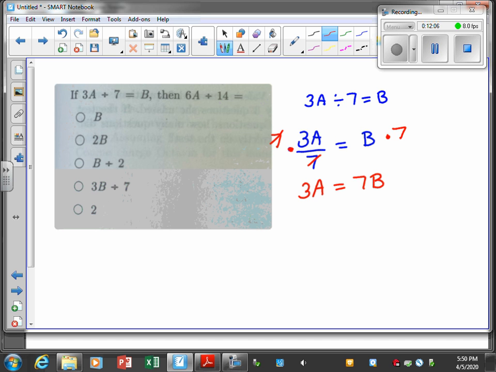Alright, then I still want to get a by itself, so I'll say, what did they do to a? They multiplied by 3, so we do the opposite, the inverse of that, and divide both sides by 3. So a is equal to 7b divided by 3. Well, now I have a value for a, and so my thought is if I plug that in up here in place of a, I can solve the other one.